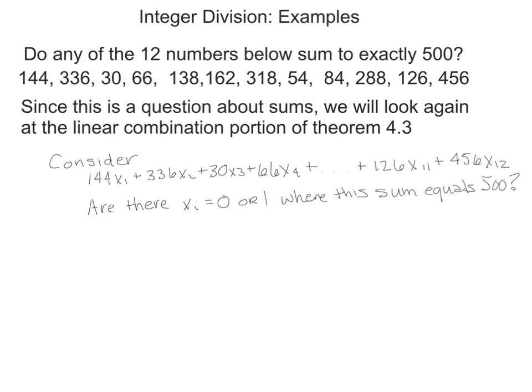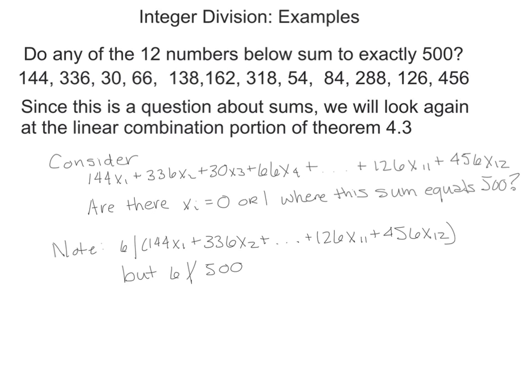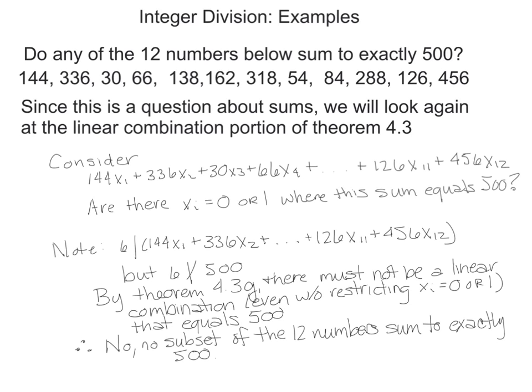In terms of linear combinations in the original question, do any of the 12 numbers sum to exactly 500? Essentially, we'll limit our x sub i to be either 0 or 1. And then the question is, is there a linear combination where the x sub i is 0 or 1, where this sum equals 500? Now I'm going to note that 6 divides these 12 numbers. So 6 should divide the linear combination of these 12 numbers. However, 6 does not divide 500. So by theorem 4.3, there is no linear combination that equals 500.